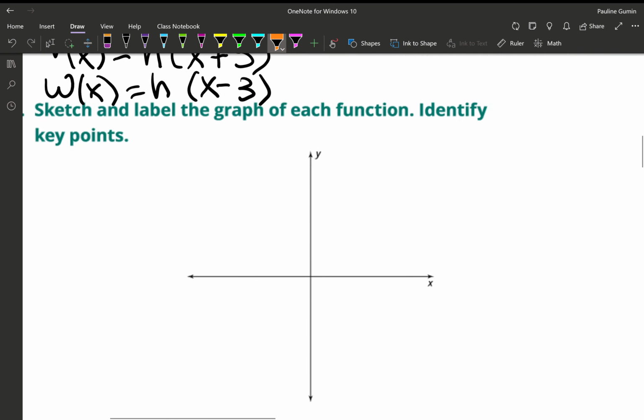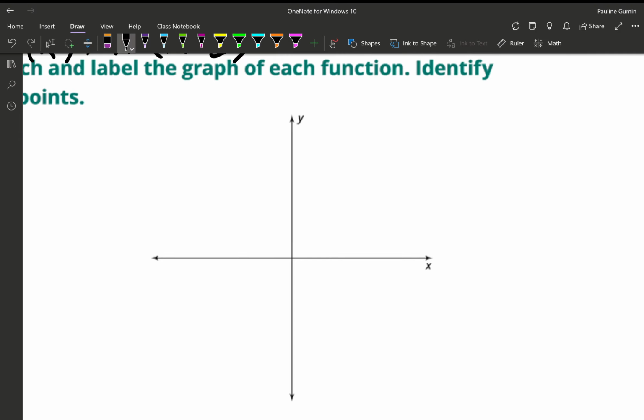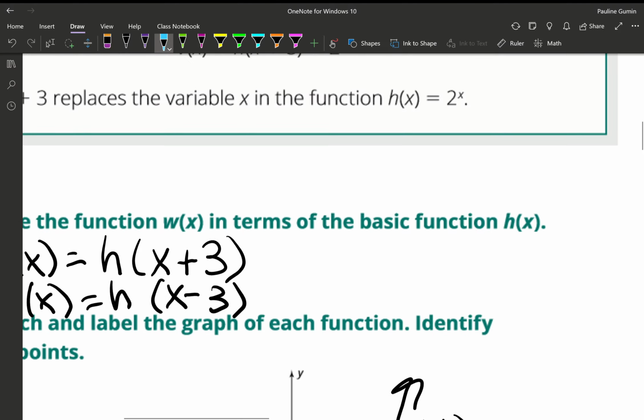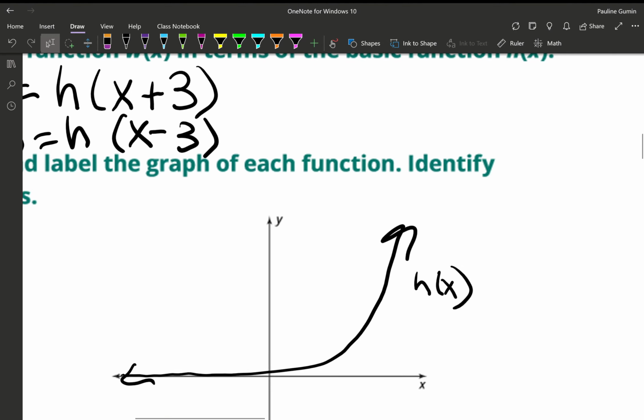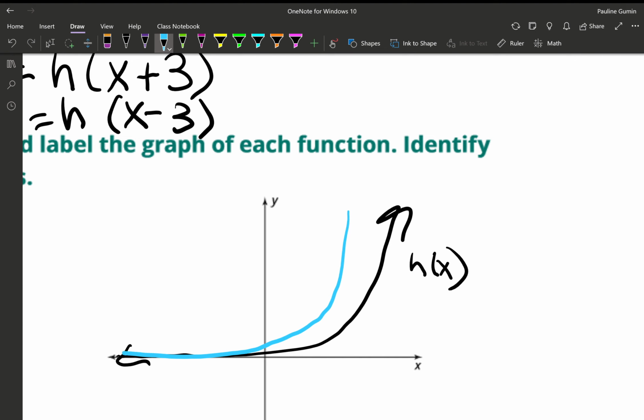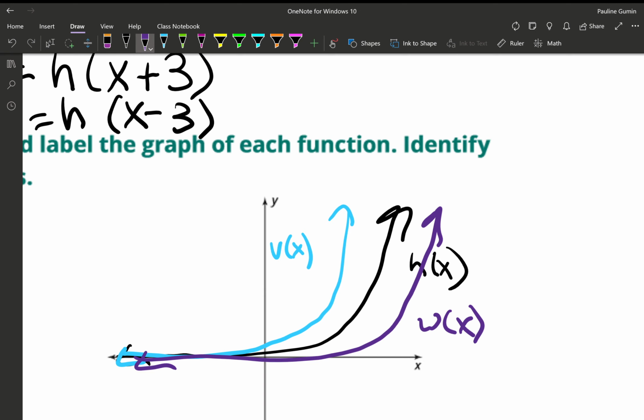And here, let's sketch what I had on my calculator and what you did too. So we had an h of x, rough sketch, obviously. Our v of x, when we graphed 2 to the power of x plus 3, we ended up with a graph like this. And then we graphed w, and w ended up like that. Their tails, that bottom part, all merged, because we didn't move up and down, we just moved left and right.